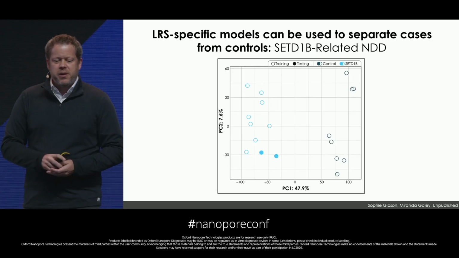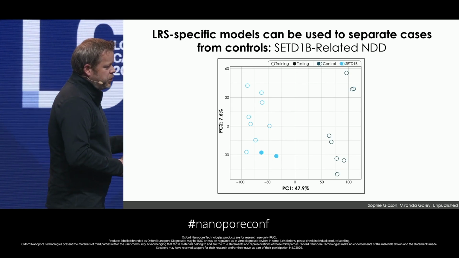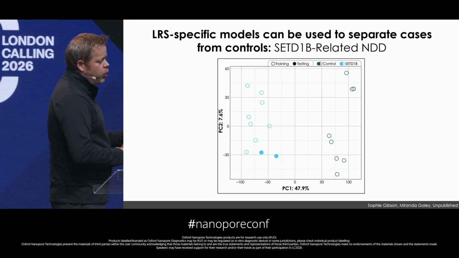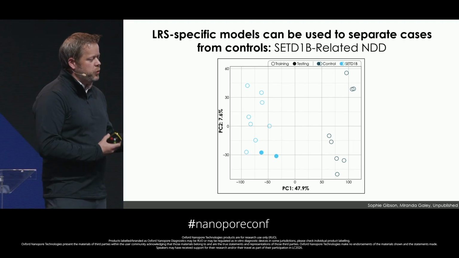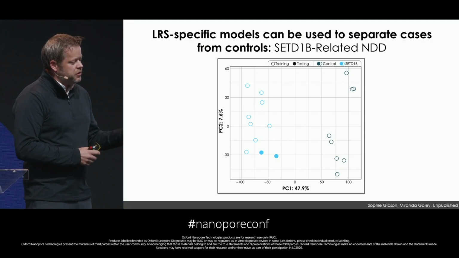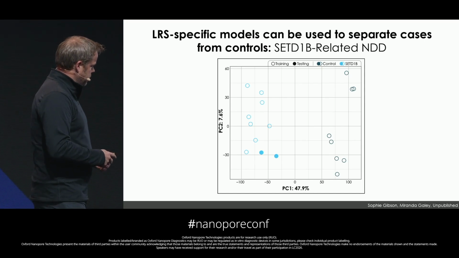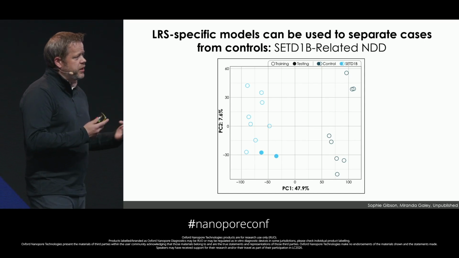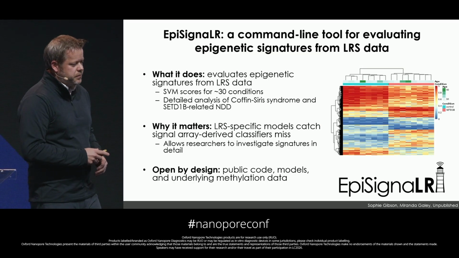We can do the same thing with other conditions. This is SETD1B. This is a neurodevelopmental condition. Here I'm showing you cases and controls and then some holdout data, which is filled in, showing you that we can build the signature, but then we can also use data that we generate, that we don't use to generate the signature, to classify properly. This is our goal. We want to make these available for everybody. We want you to be able to download this tool and run this on your data.